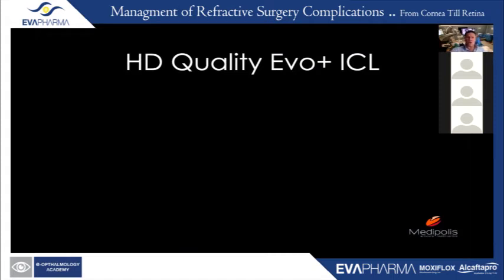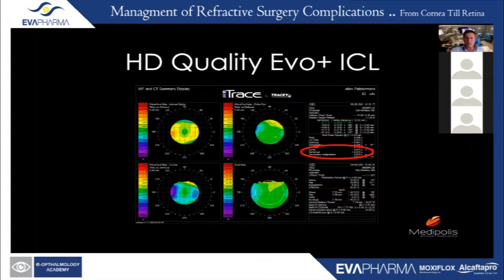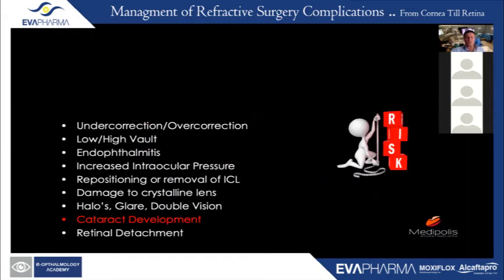We looked at the quality of the EVO Plus ICL with the iTrace. As you can see, higher order aberrations, spherical aberrations, secondary astigmatism, and trefoil are very low in these lenses. What about cataract development?